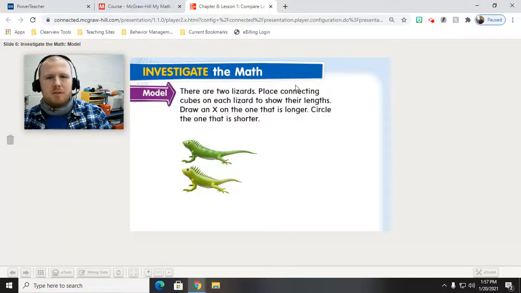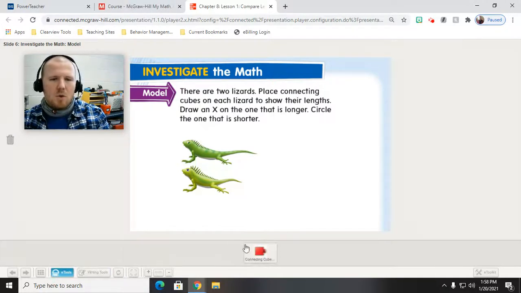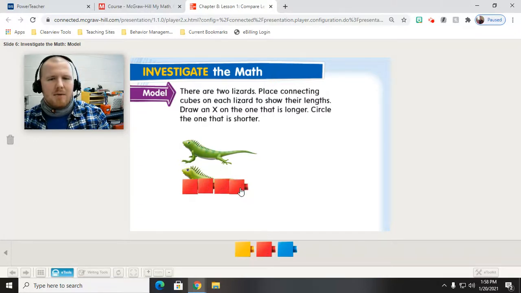There are two lizards. Place connecting cubes on each lizard to show their length. Draw an X on the one that is longer. Circle the one that is shorter. Now, you might not have these at home, so don't worry about it. But let's take a look. I have 1, 2, 3, and then maybe even 4 cubes long.